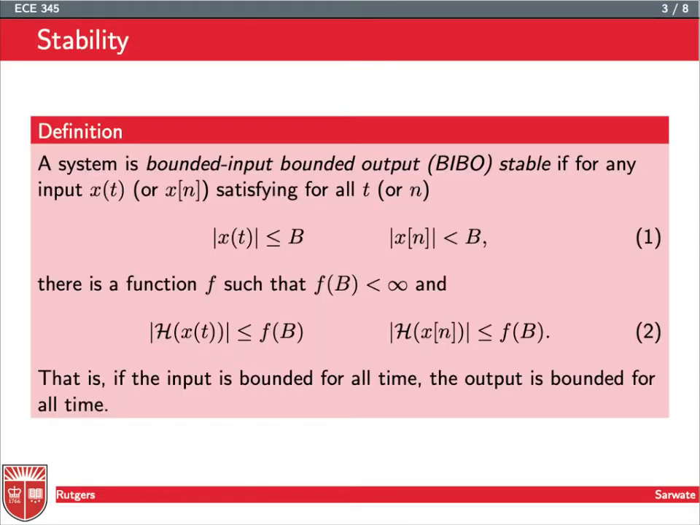So a system is bounded input, bounded output stable, or BIBO stable, depending on how you want to pronounce it, if the input is bounded. So if the magnitude of x of t, or magnitude of x of n, is less than or equal to b, then there's a function f, which is finite, so f of b is finite, and the magnitude of the output is bounded by f of b. So if the input is bounded for all time, then the output is bounded for all time. That's the definition of stability.